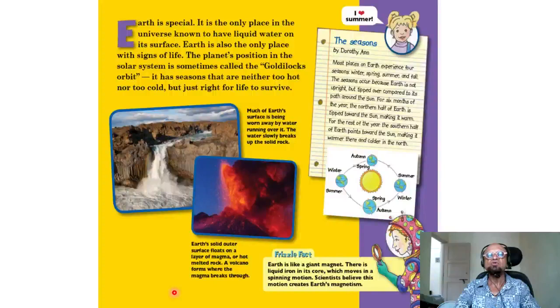It is the only place in the universe known to have liquid water on its surface for now. Earth is also the only place with signs of life. The planet's position in the solar system is sometimes called the Goldilocks orbit. It has seasons that are neither too hot nor too cold, but just right for life to survive. So the Goldilocks syndrome is a story that comes from the West. Basically, this little girl was looking for a blanket that was not too warm and not too cold, just perfect. So let's say for now we don't know whether life exists elsewhere, whether water exists elsewhere.